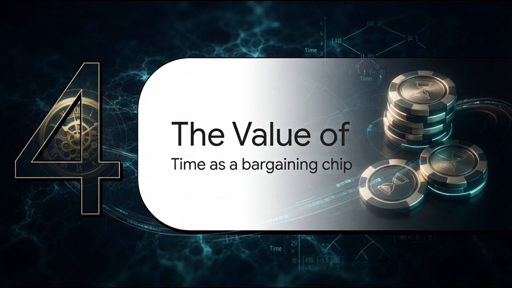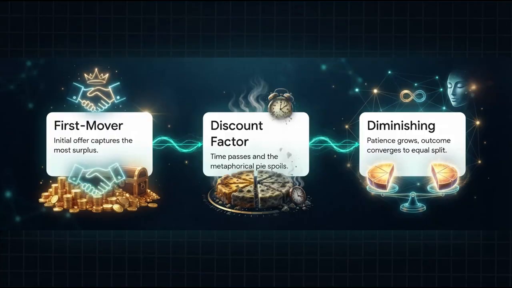Section 4. The value of time. Time as a literal bargaining chip. Let's move on and see how this builds into what's known as the Rubinstein bargaining model. This beautifully captures the chronological aspect of strategy. Step 1 points out the first mover advantage. Generally speaking, the player who makes the first offer captures a much larger share of the surplus.